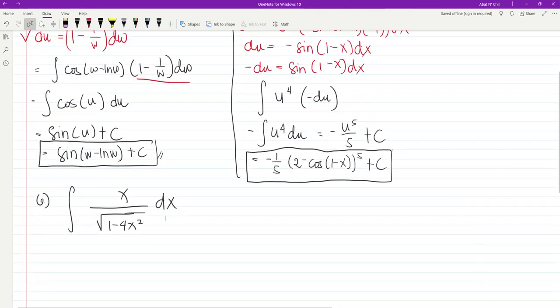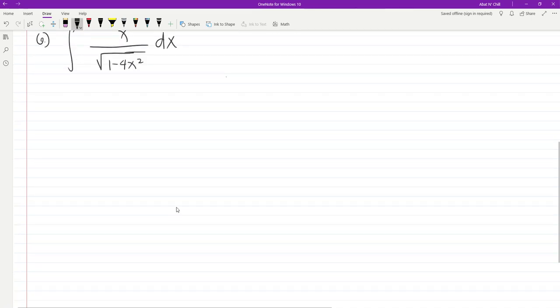So what we are going to do is let u be... we have x dx on the numerator. So we can let u be 1 minus 4x squared. And the derivative of that would be 0 minus 8x dx.